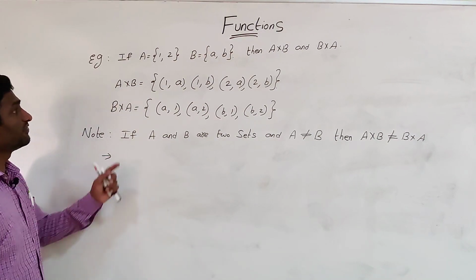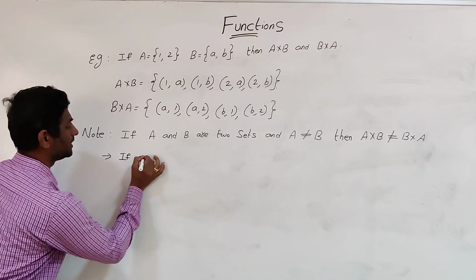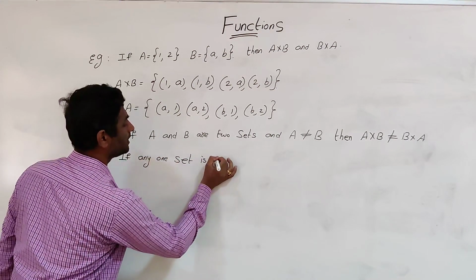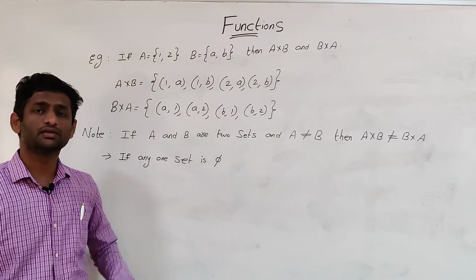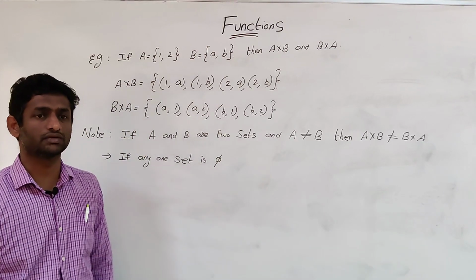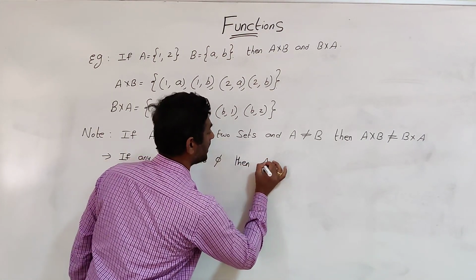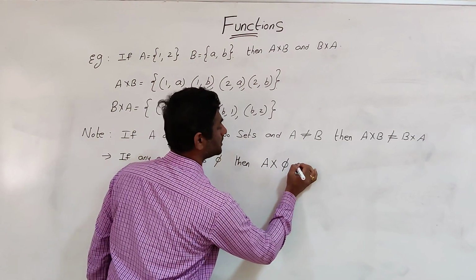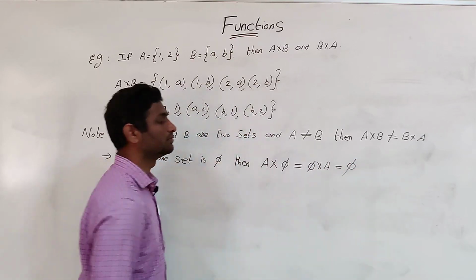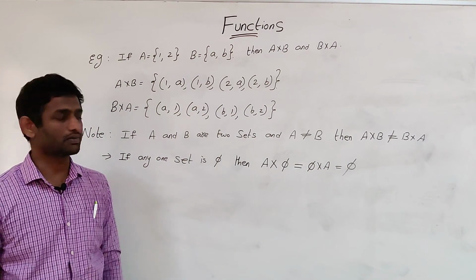Second, if any one of the two sets is empty set, meaning there is no element in that set, then the Cartesian product of A and empty set is the same as the Cartesian product of empty set cross A, and it is an empty set only. Means if any one of the two sets is an empty set, then the Cartesian product is also an empty set.